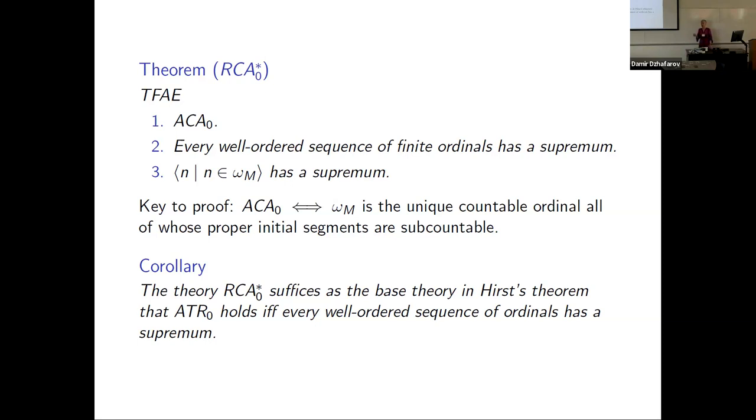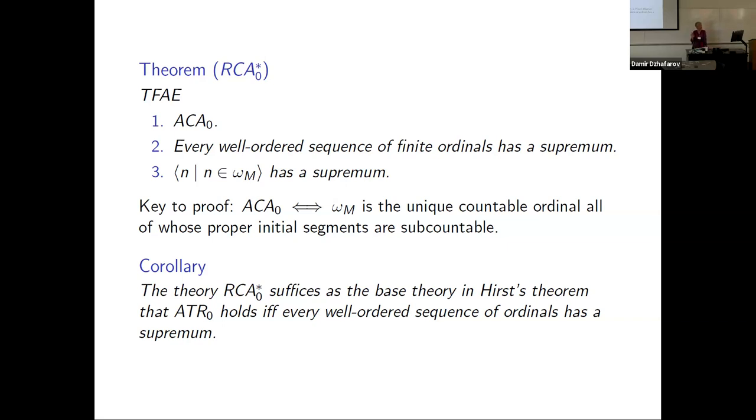if ACA naught holds, then any countable ordinal, all of whose initial segments are subcountable, is isomorphic to omega. Well, maybe you can define an isomorphism arithmetically. And if ACA naught fails, then you can build something that is countable, all the initial segments are subcountable, but it's not computably isomorphic to omega. Basically, you can code the jump by putting the odd numbers in among the numbers in an appropriate way. And you can do that over RCA naught star as well.